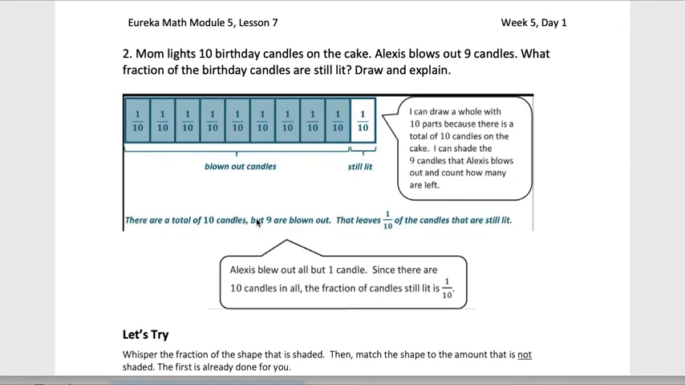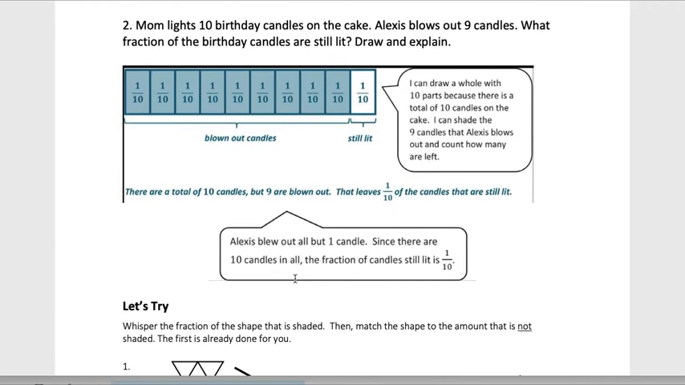Okay. The next part of our new little lesson here of day 1 of week 5, it says that Mom lights 10 birthday candles on the cake. Alexis blows out 9 candles. What fraction of the birthday candles are still lit? Draw and explain. So if we were to shade 9 out of 10, how many parts are still lit? It would be 1/10 of the candles are still lit.